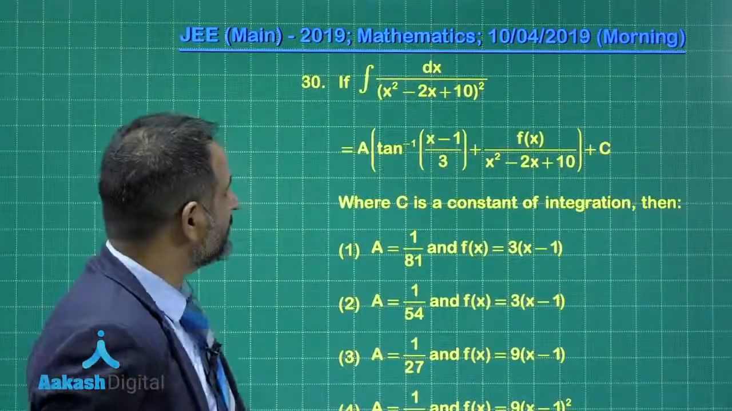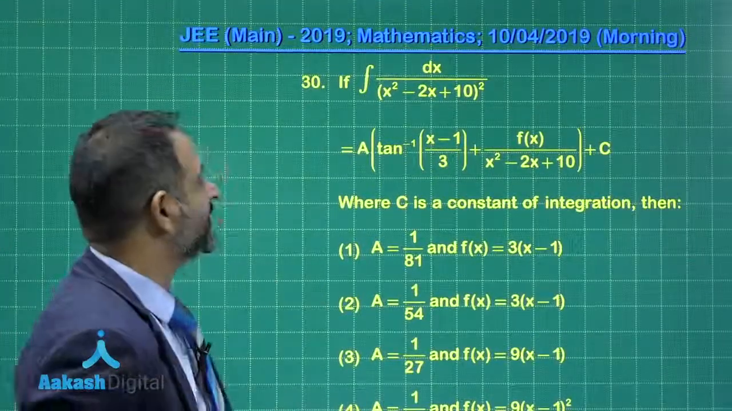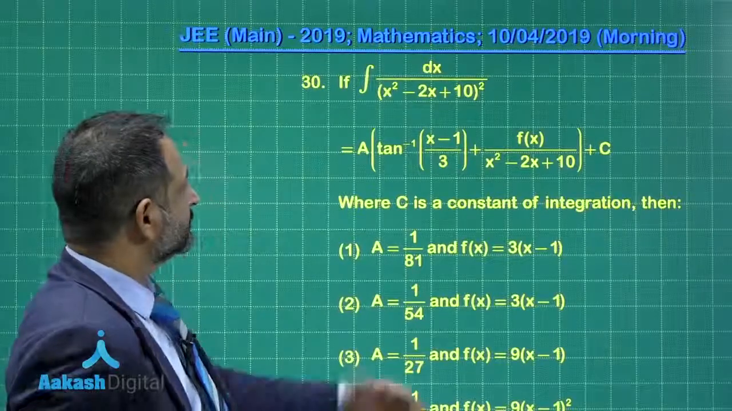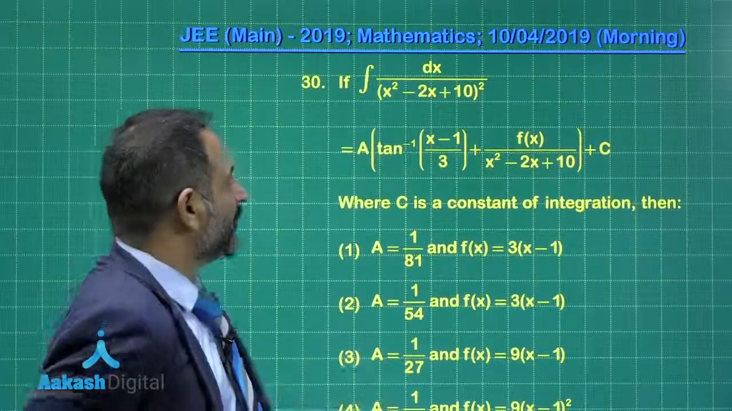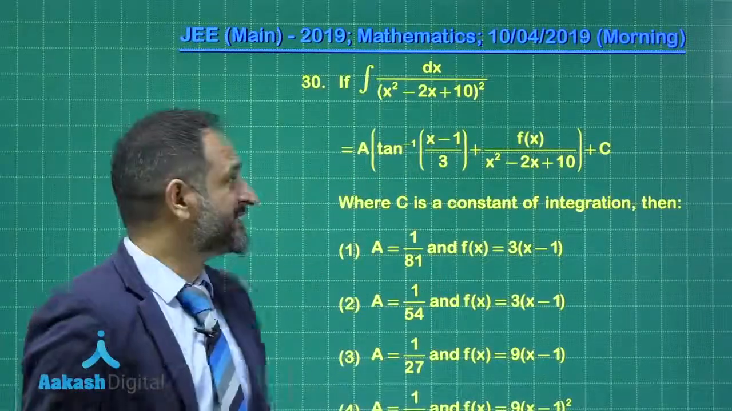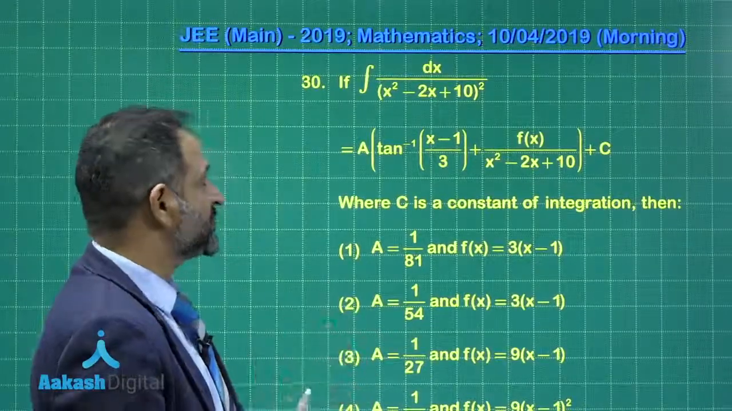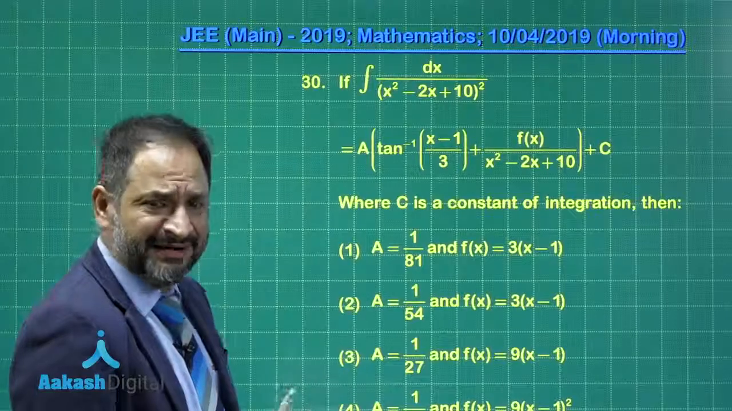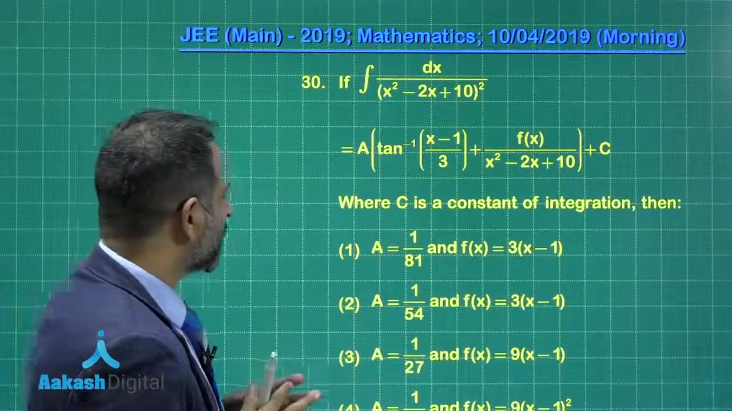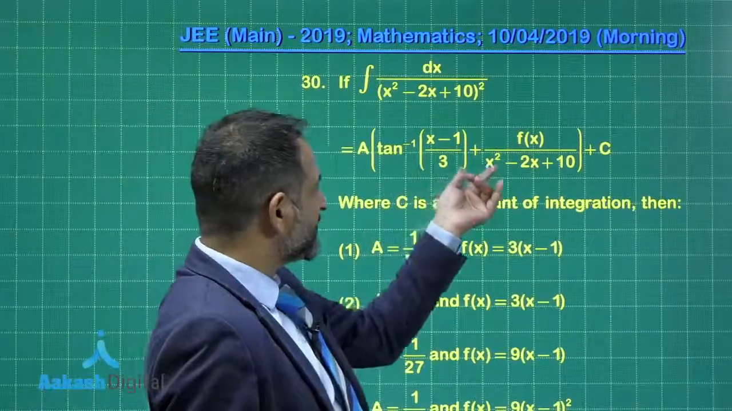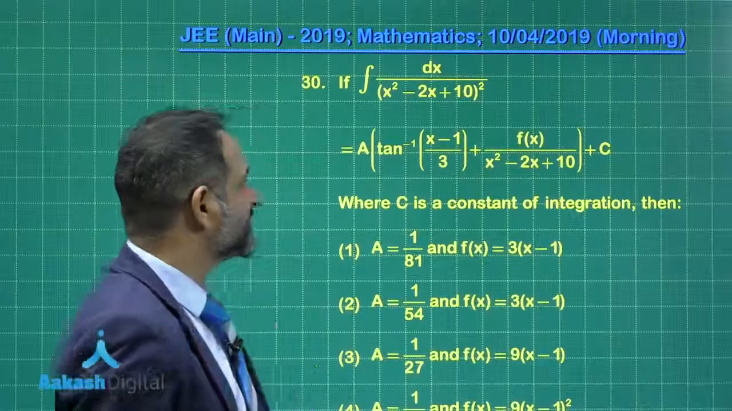The next question is from indefinite integral, the integral of x square minus 2x plus 10 in the denominator with the whole square. So, the degree is huge, but question is again an easier one. You can check it out here that the option clearly says what should be the substitution.